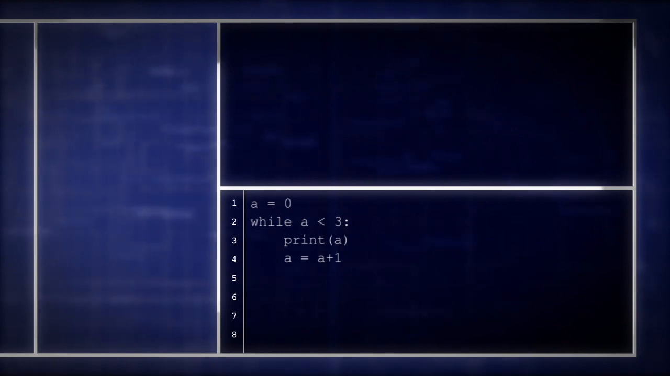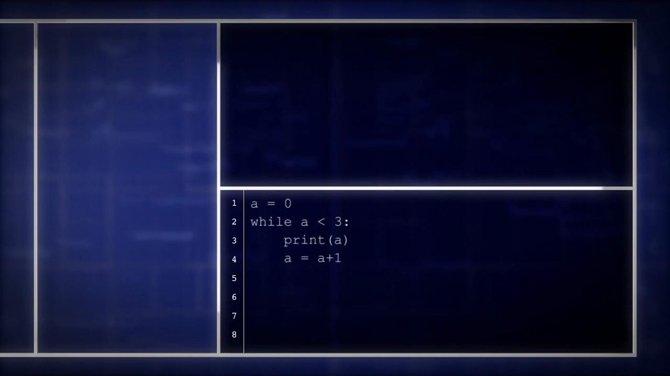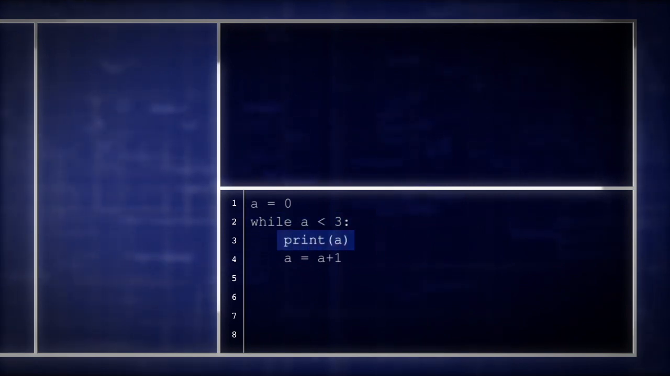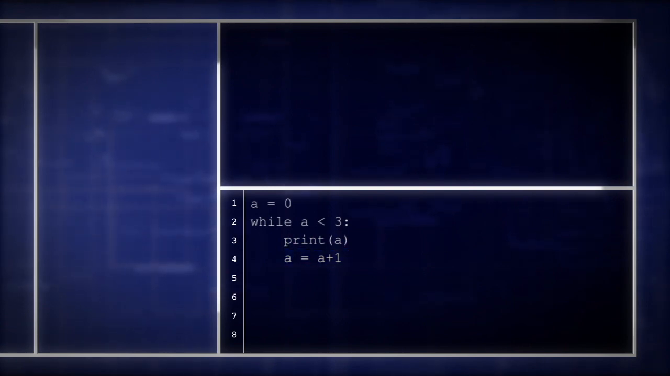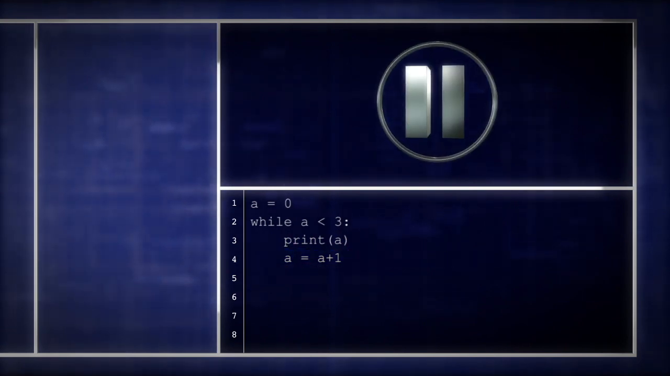Of course, we normally want to avoid infinite loops, so let's take a look at a more typical loop. Suppose we have a variable a that we initialize to 0. We then have a loop that repeats as long as a is less than 3. Within the loop, we print out a and increment it by 1. So, what do you think the output here will be?